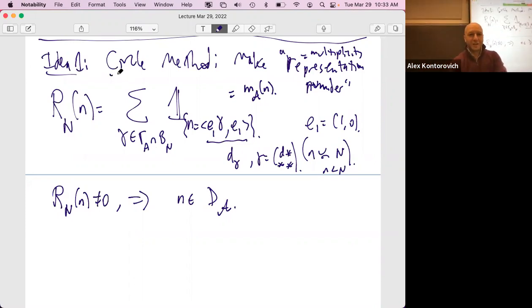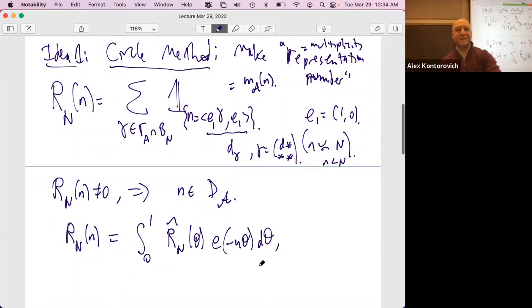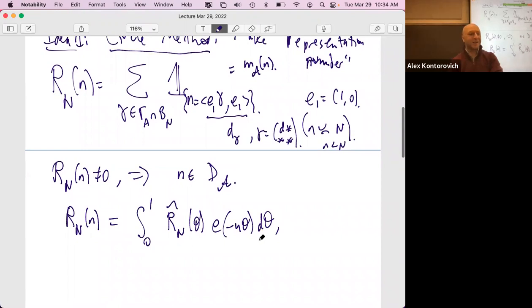Okay, what makes it the circle method? Well, this isn't the circle method yet, this is the trivial thing, which is to write this as the inverse Fourier transform, the nth Fourier coefficient, integral of r hat of theta times e of minus n theta, d theta. So I'm just doing stupid Fourier analysis on the circle, where r hat of n of theta is, technically, the dual; the circle is the dual to the integers.